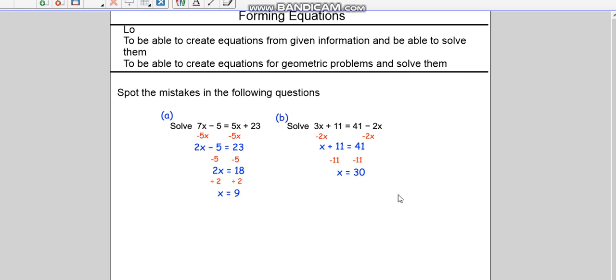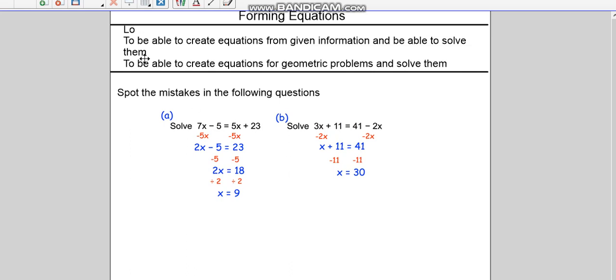So what do I mean by forming equations? Well, it's very unlikely in real life that you will be presented with an equation as it is, like one of these. Often there'll be a problem, and from that problem you need to create an equation that you would then solve. So we need to practice just putting worded problems into equations.